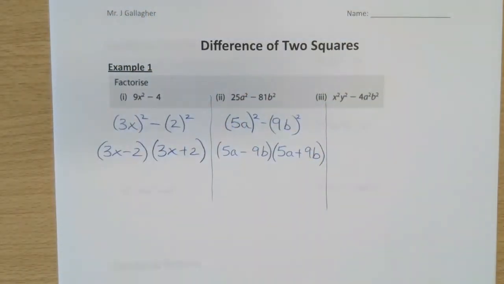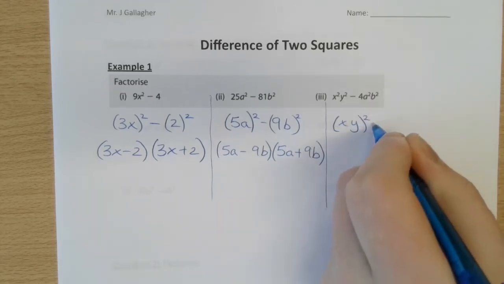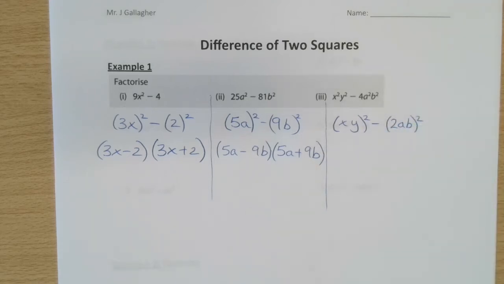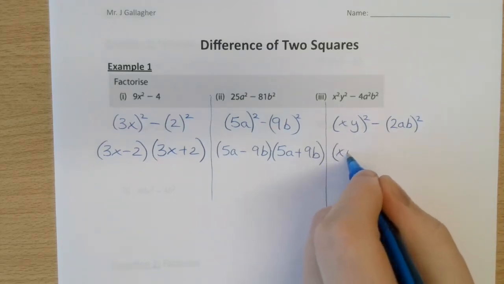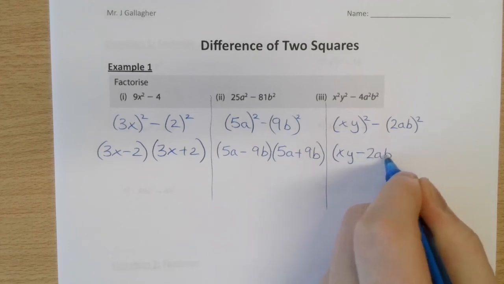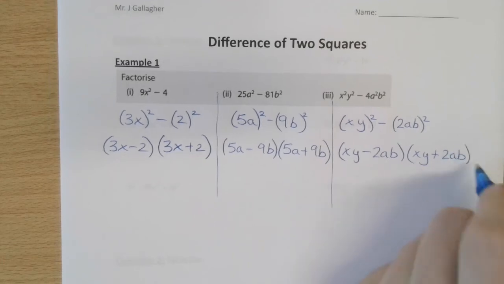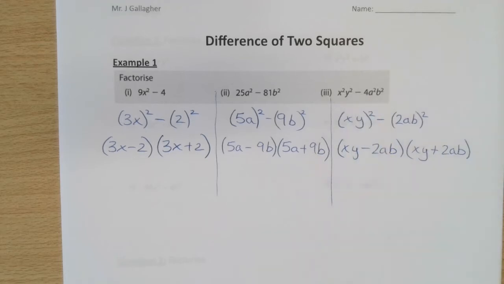Now looking at the third example, x squared y squared. So to write that, it would be (xy) all squared, and then for the next one it would be (2ab) squared minus. So now both of them are all squared. So then we have (xy minus 2ab)(xy plus 2ab). And that would be that question done. Like I said at the start, if you want to check your answer, you can multiply out your brackets again, split them up, and you'll get back to the original question again.